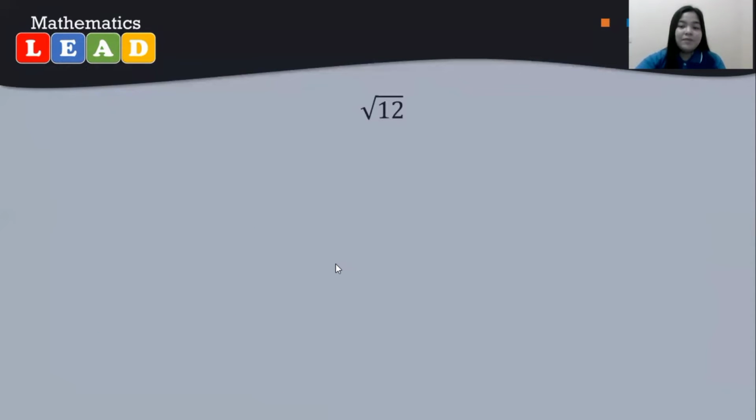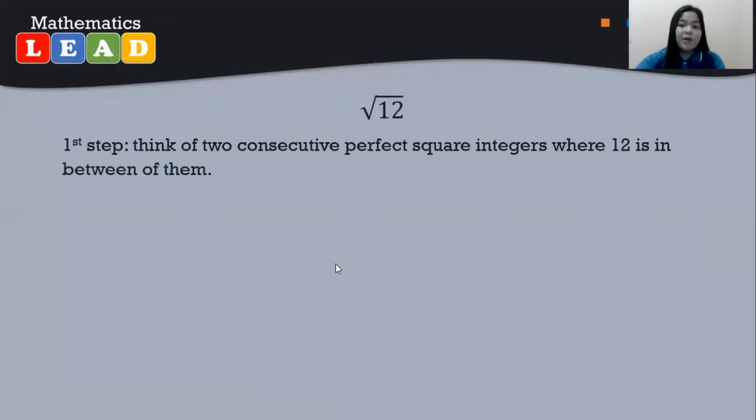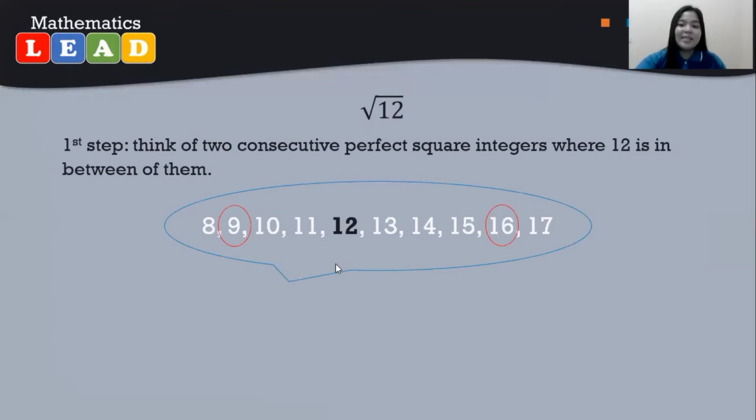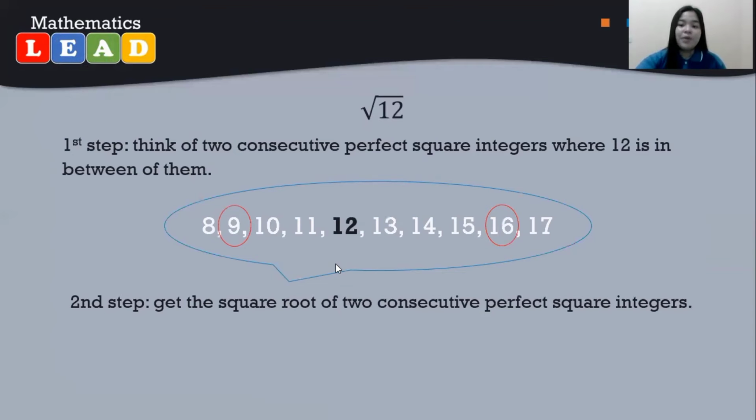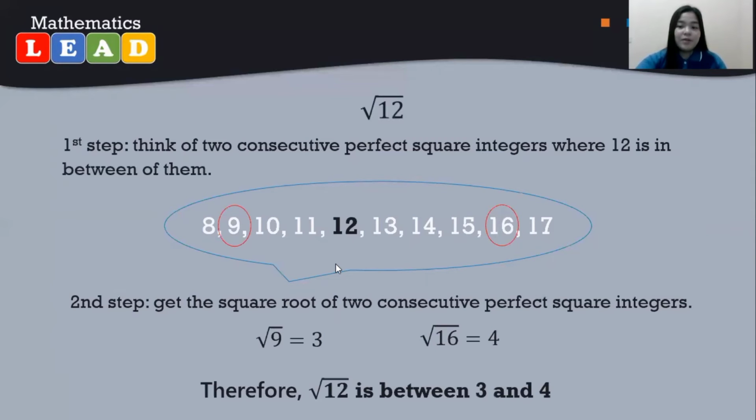Square root of 12. If we have a square root of 12, first thing we need to do is think of two consecutive perfect square integers where 12 is in between them. We can say that 9 and 16 are the perfect square integers where 12 is in between. For the next step, we need to take the square root of these two numbers. Since the square root of 9 is 3 and the square root of 16 is 4, therefore, the square root of 12 is between 3 and 4. Is it easy, right? I will show you another example.